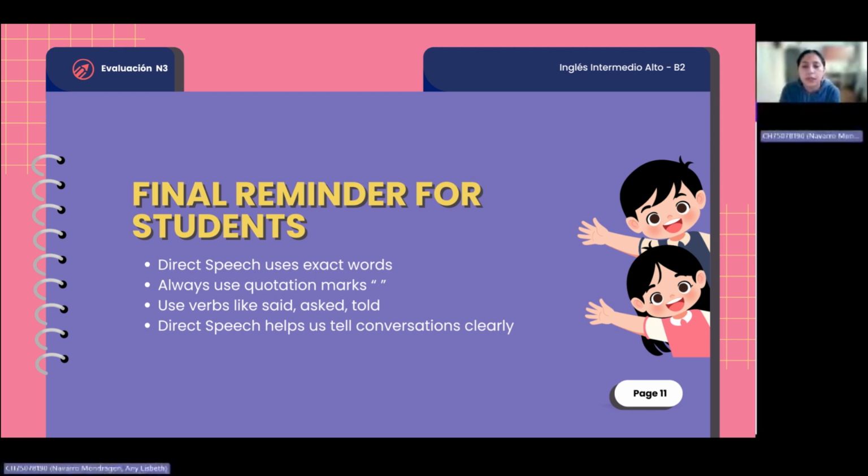Final reminder for students. Direct speech is exact words, so always use quotation marks. Use verbs like said, asked, told. Direct speech helps us tell conversations clearly. Direct speech is very useful because it shows the exact words people say. It helps conversations sound more real and clear.